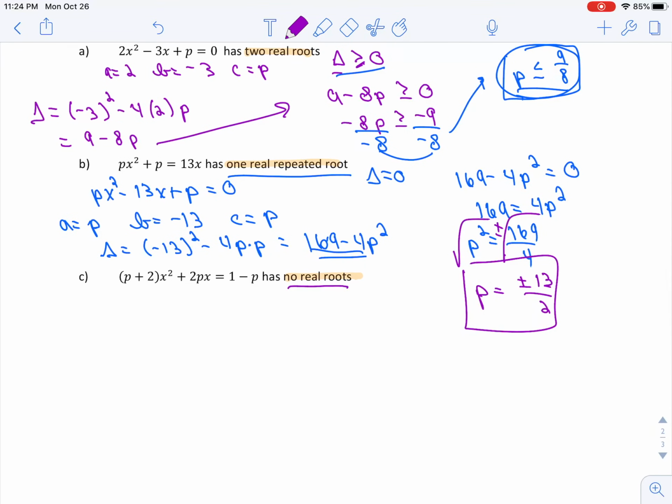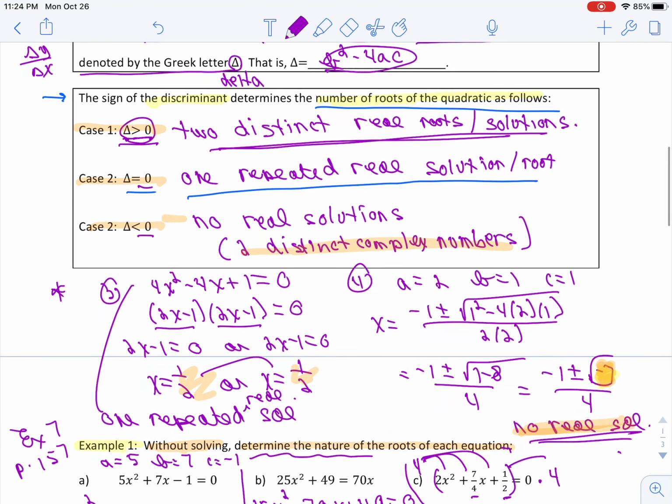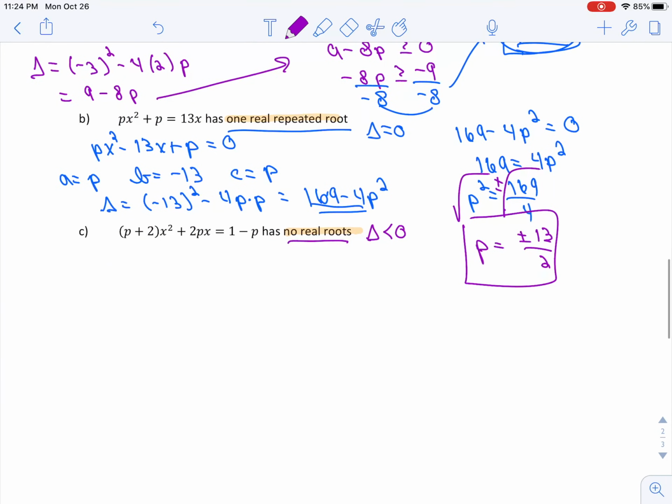All right, the last one, we want this one to have no real roots. So remember, that means that the discriminant is less than 0. We can see that right here: no real solutions, no real roots, discriminant is less than 0. We're trying to take the square root of a negative number, and that's why we're not going to have real solutions. So this one, again, we need to put into a better form.